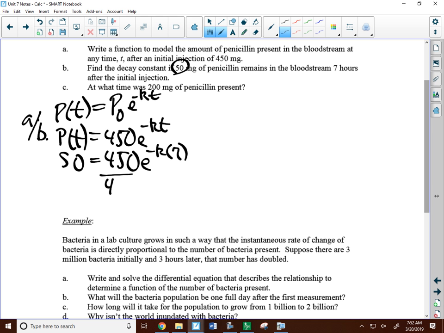So it's exponential. We're going to have to throw a log at it in a second, but we're going to isolate the exponential term. So we're dividing both sides by 450. I like to just write this as a fraction for now: 5 over 45, 1/9. You could leave it as 50 over 450, or write it as a decimal if you wanted. So I got that. Then I got e to the negative 7k.